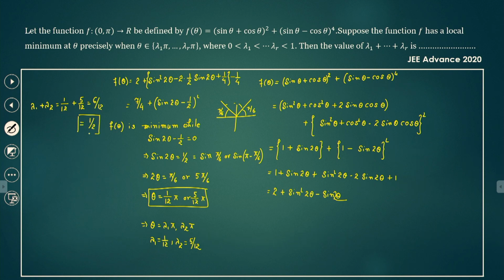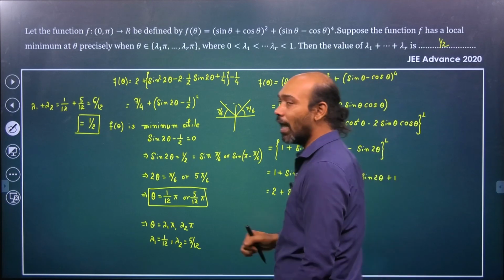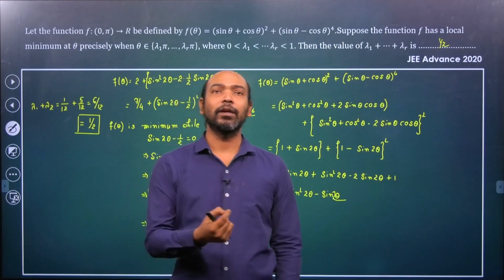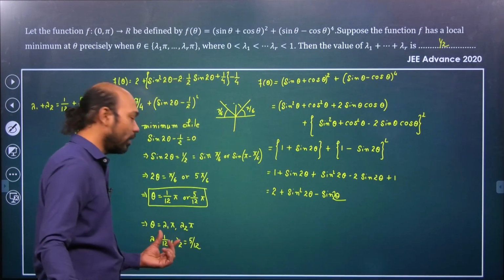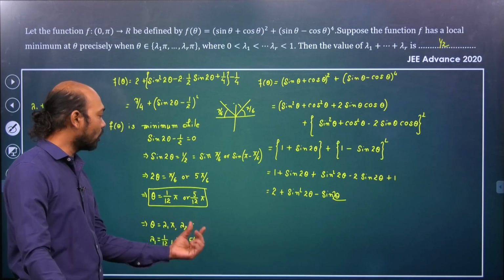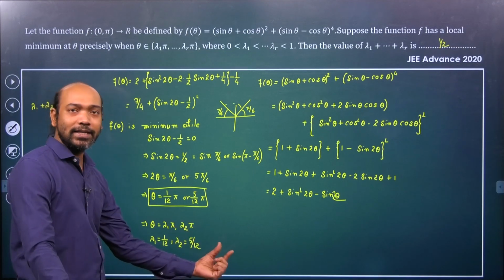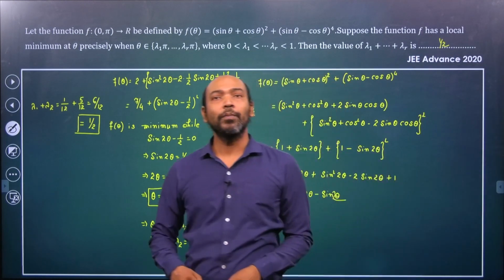For this particular problem, the sum of lambda 1, lambda 2 and so on gives me half. Here it says lambda 1, lambda 2 up to lambda r, but we don't think about that because in this case we have only two solutions. If we had more than two, for example if lambda 3 existed, then we would add lambda 3 as well. Hope you understood the problem.